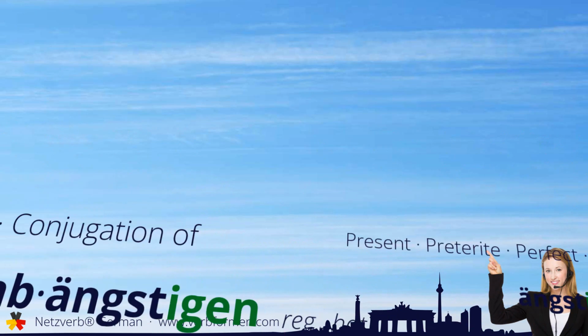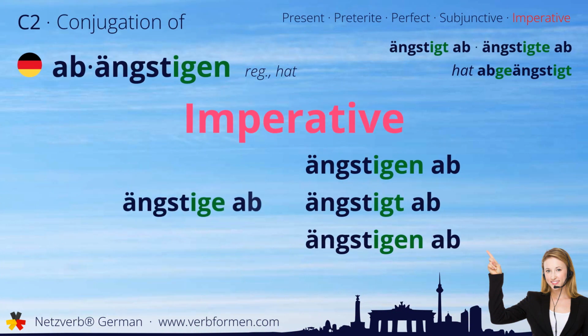And finally, we'll cover the imperative. Ängstige ab du. Ängstigen ab wir. Ängstigt ab ihr. Ängstigen ab sie.